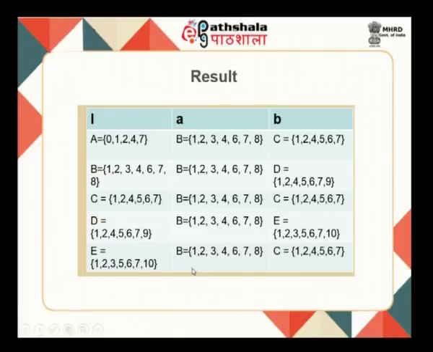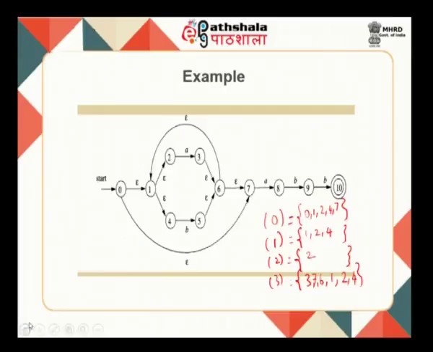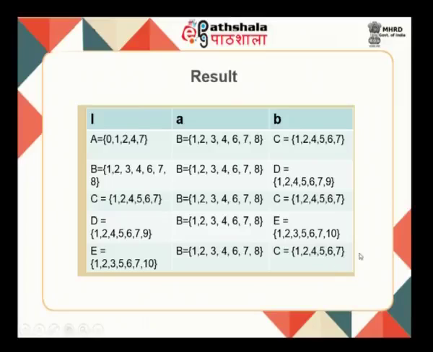Again if I look at A, I will get the same set. For B, I will go back to C, because there is no transition from here on B. Let us just take a quick look. 1, 2, 3, 5, 6, 7, 10. There is no transition from here on B. So, therefore, it is going to be the same set, which is 1, 2, 4, 5, 6, 7 only. Okay. So, this is what we have got as a new algorithm result.